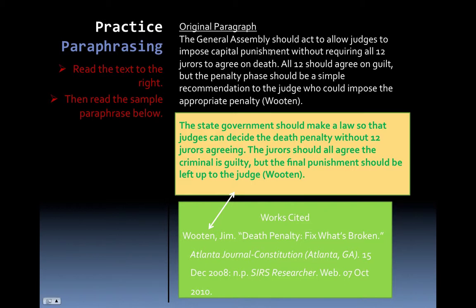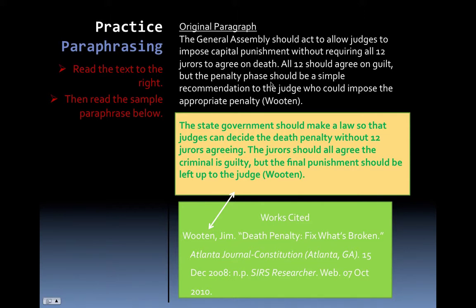You notice I have all of the main ideas here, but I don't necessarily name the specifics. Like I don't have anything about the General Assembly should act to allow judges to impose capital punishment. Instead, I've changed it to the state government should make a law so that jurors can decide the death penalty. And right here, without requiring all 12 jurors to agree on death. And so without 12 jurors agreeing. So it's the same idea, right? But I've just changed the words. I've said it in my own words.